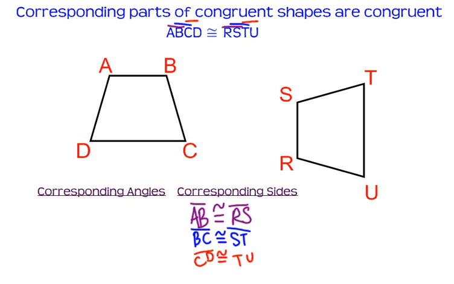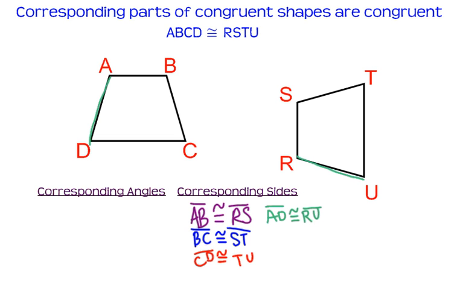And the final one, you should have 4, since there are 4 sides to this shape, would be AD matching RU. AD is congruent to RU. And I can look and see AD is this side and RU is this side, and I can tell that those are congruent. The other part of this is that corresponding angles are congruent.